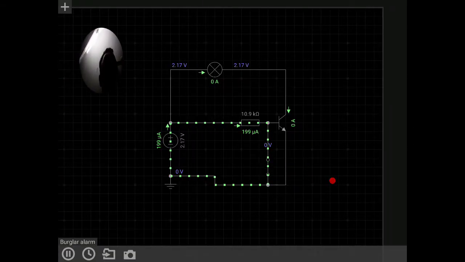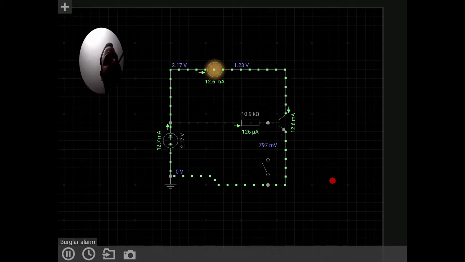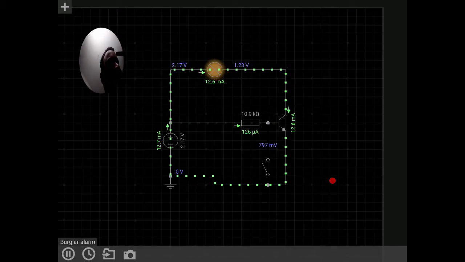This is a burglar alarm. And I open the switch here. The current flows through the lamp, and then the base current is amplified, and that's how it works.